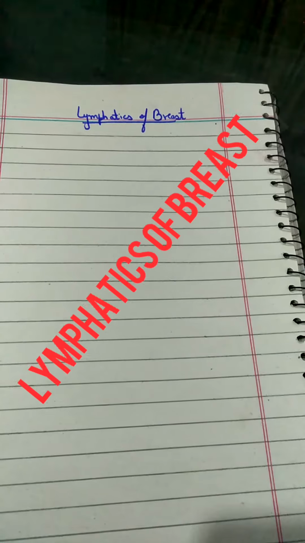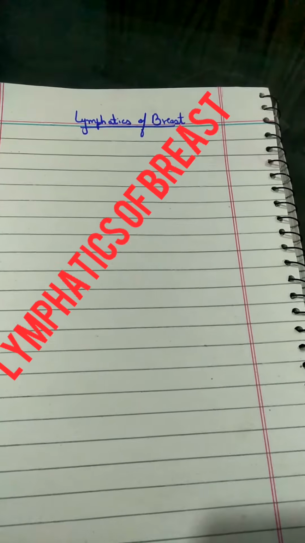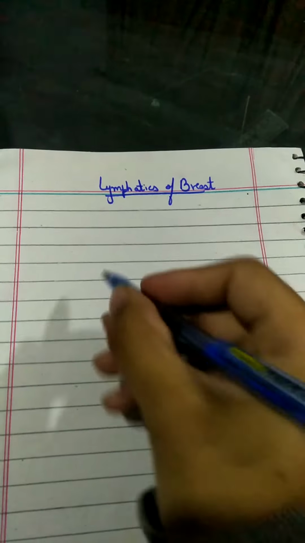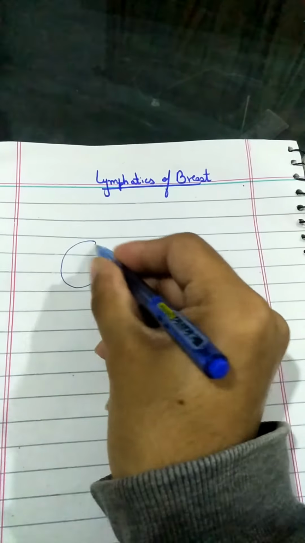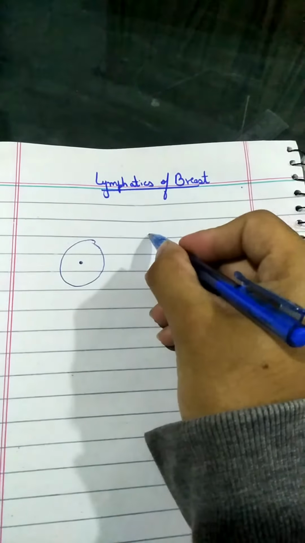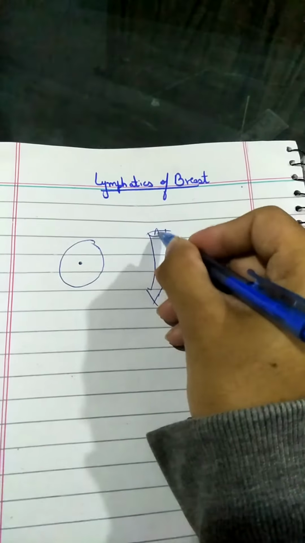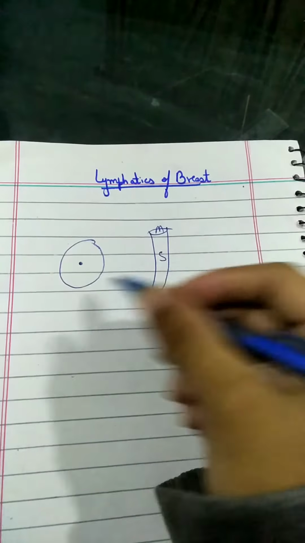Today our topic is the lymphatics of the breast. So we have to study the lymphatics of the breast. This is the breast, the sternum, mammary, sternum, xiphoid process, and the breast.